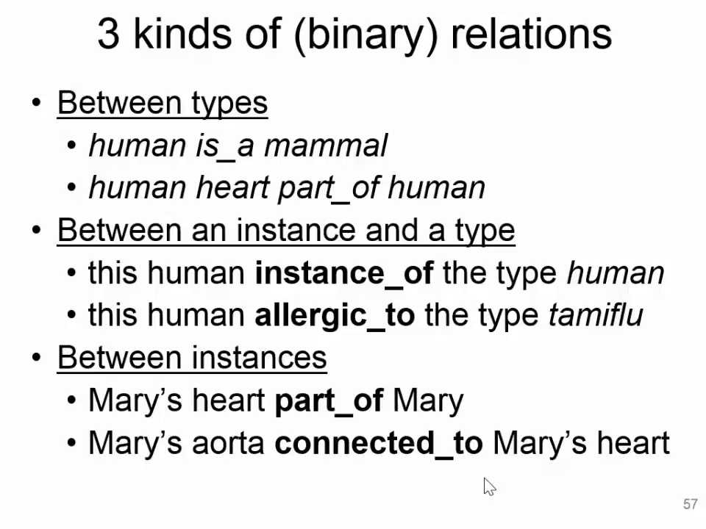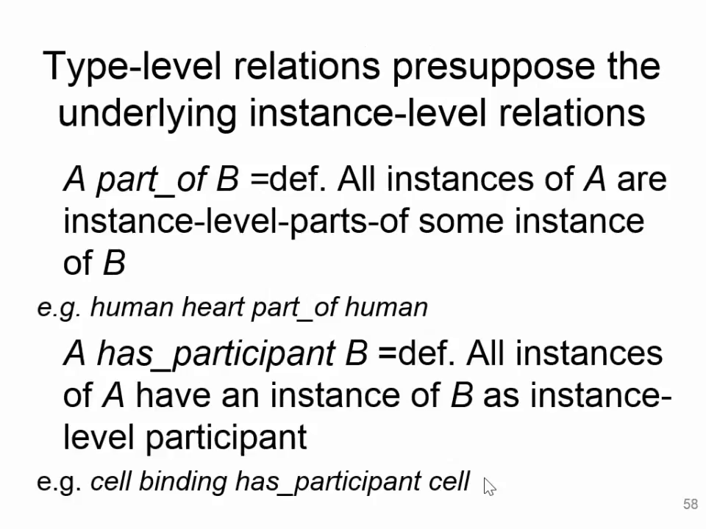And then we have relations between instances. Mary's heart is part of Mary, or Mary's aorta is connected to Mary's heart. Now, as I already explained earlier, the type-level relations presuppose the corresponding instance-level relations. So to say that A is a part of B is to say that all instances of A are instance-level parts of some instance of B. This is the all-some rule. And it's illustrated by, for instance, human heart part of human. That's the relation between one universal and another universal.